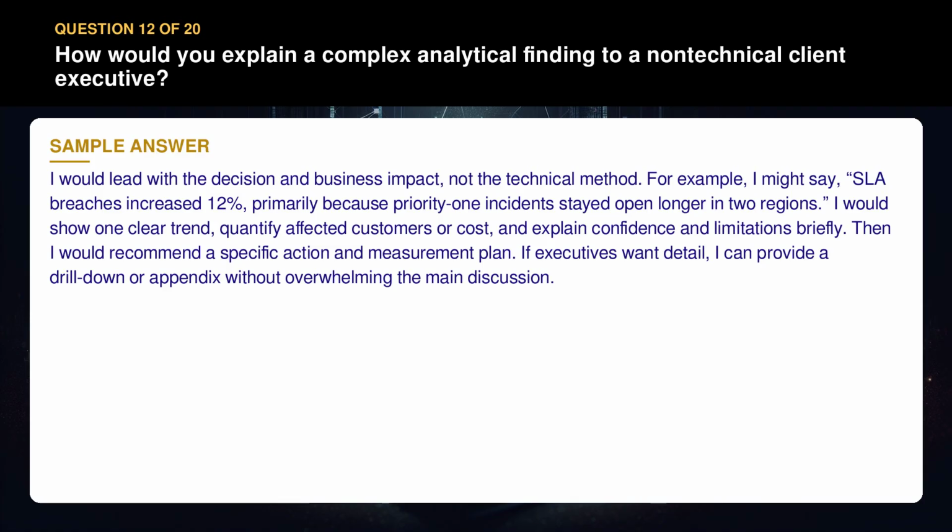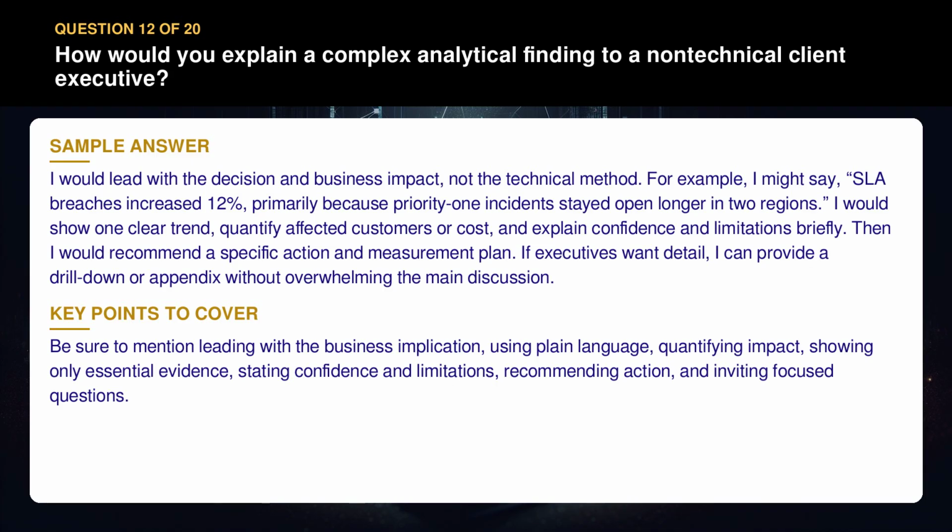For example, I might say, SLA breaches increased 12%, primarily because Priority 1 incidents stayed open longer in 2 regions. I would show one clear trend, quantify affected customers or cost, and explain confidence and limitations briefly. Then I would recommend a specific action and measurement plan. If executives want detail, I can provide a drill down or appendix without overwhelming the main discussion. Be sure to mention leading with the business implication, using plain language, quantifying impact, showing only essential evidence, stating confidence and limitations, recommending action, and inviting focused questions.